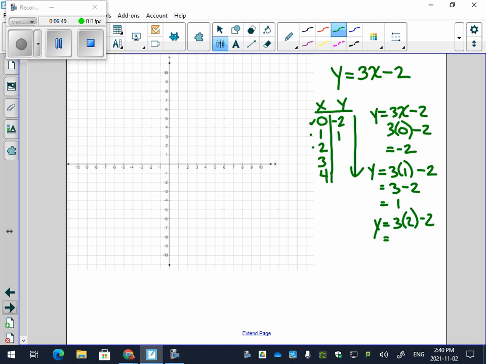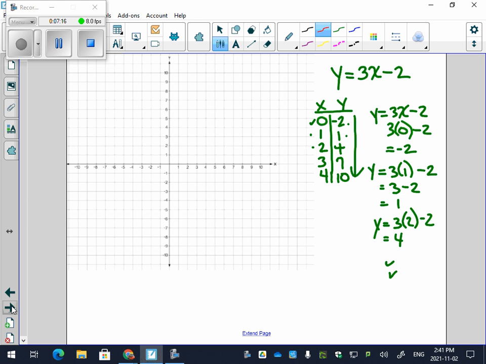So 3 times 2 is 6. 6 minus 2 is 4. And there are the first 3 points. We have -2, 1, 4. And we've got to figure out what the pattern is. If you look at it, you should see it's going up by 3 each time. So if you didn't want to do 2 more substitutions, you can simply continue the pattern like so.